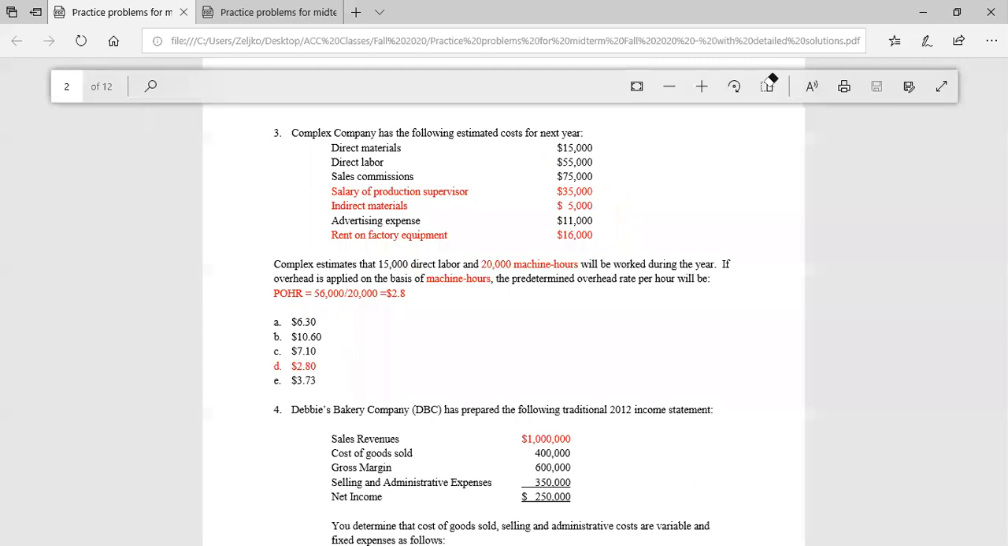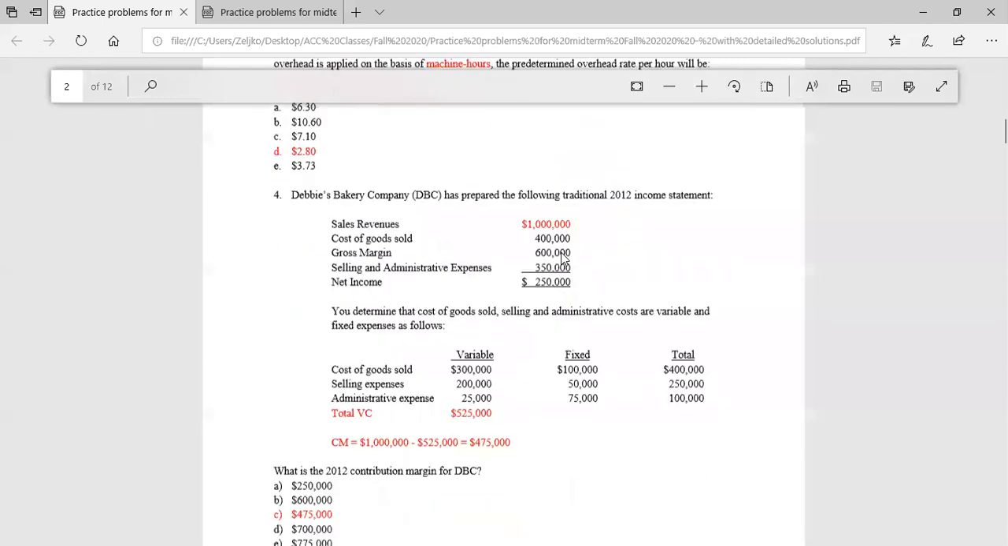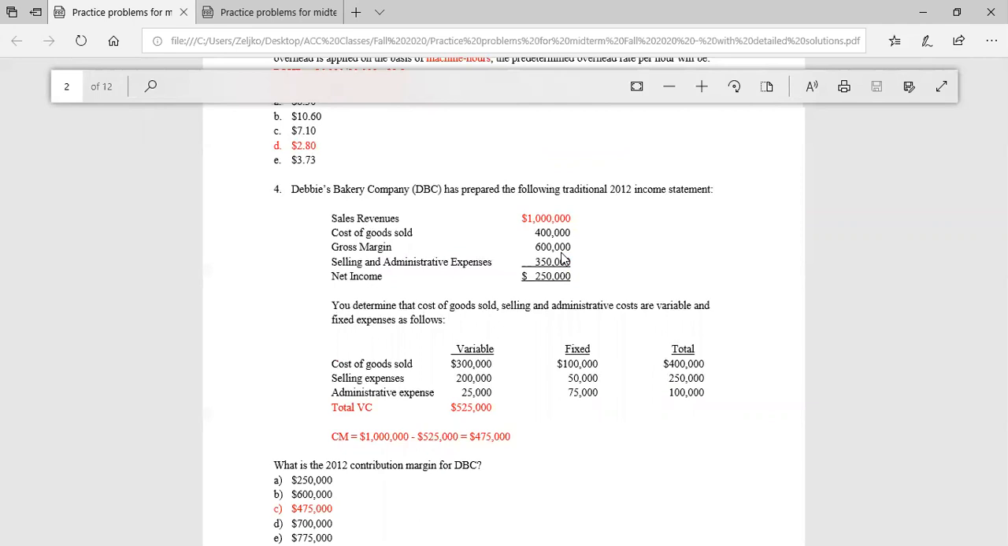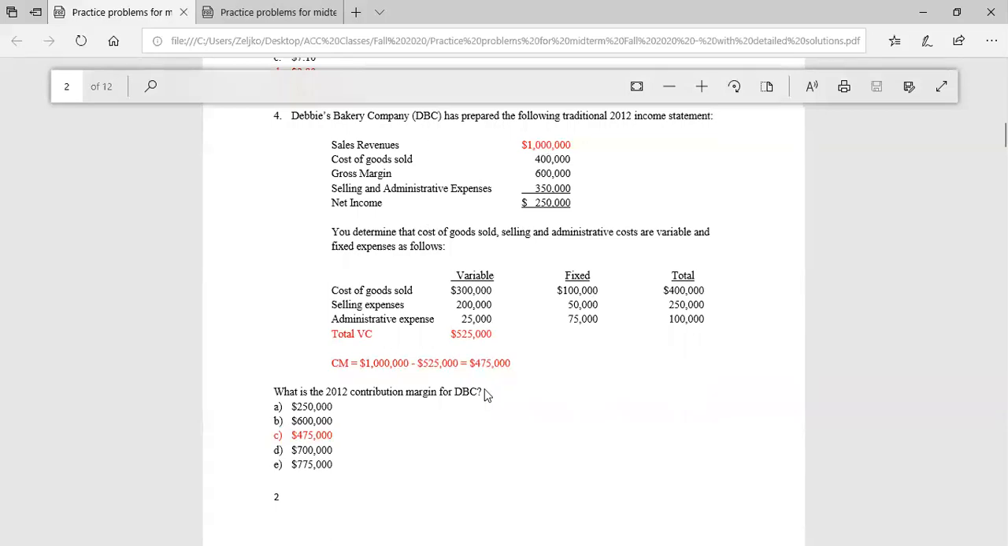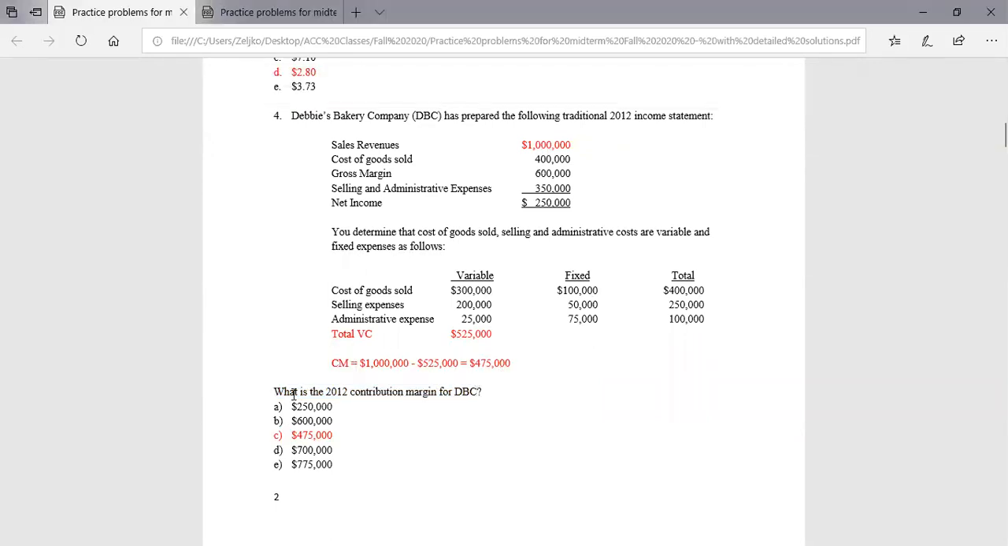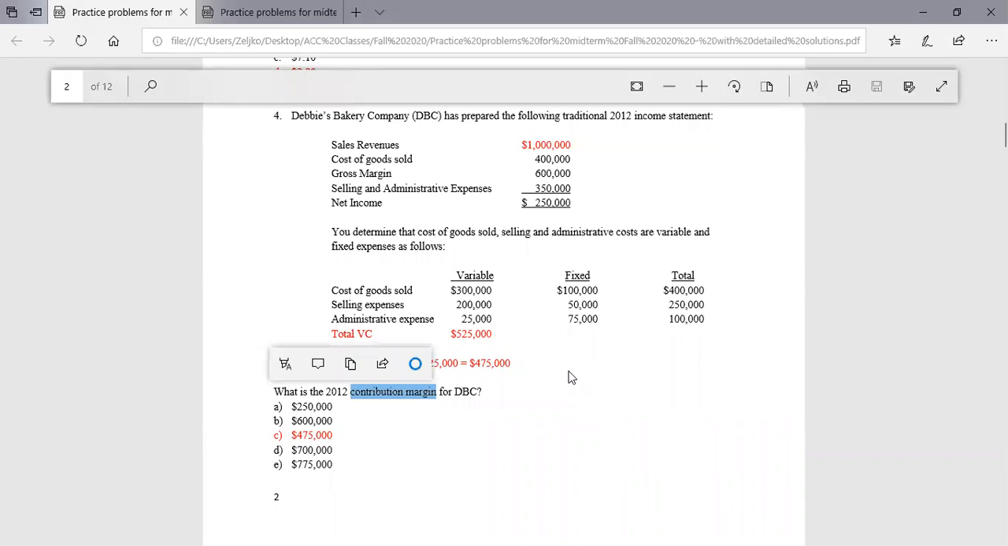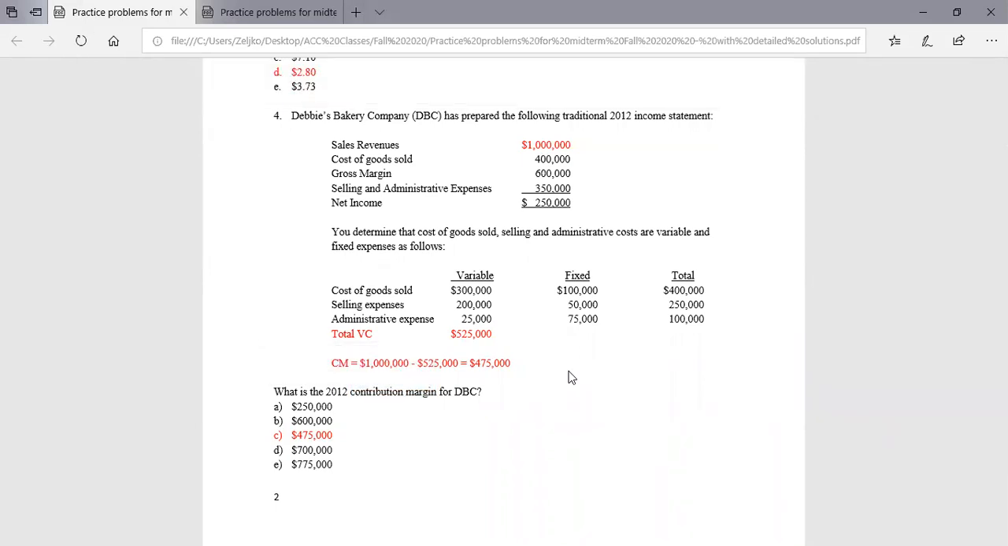Okay, let's go to the next question. I jumped immediately, scanning this quickly, a lot of numbers and information. I jumped straight to the question because I don't want to waste time looking at every single item here. It will take me 5 minutes. I'm going to go to the question and see if any of this is relevant or not. So what's the question? Contribution margin. Okay, very good. Now I know what I'm looking for.